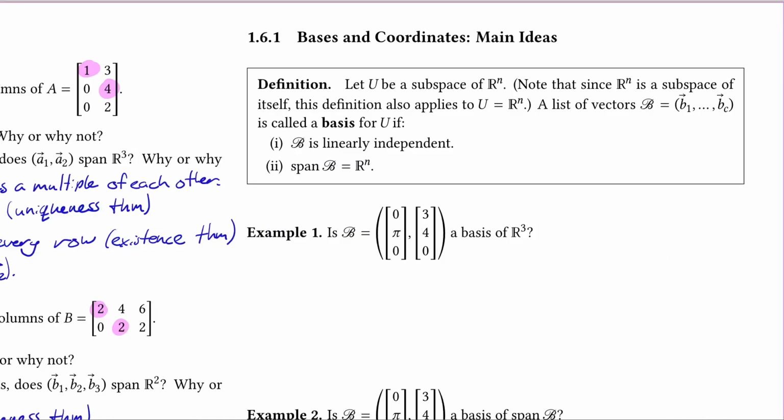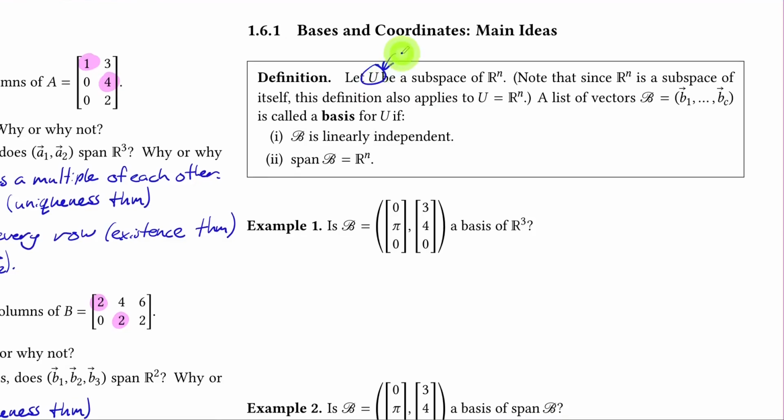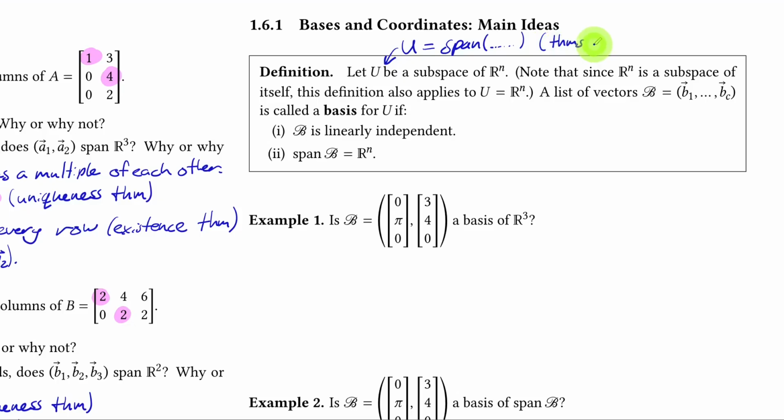Okay, bases and coordinates. Here's a definition of a basis. You've got a subspace U of Rn. Last time we saw that basically means that U must be the span of some vectors, from the theorems at the end of 1.5. There's some linearly independent list of vectors that spans U. And this also applies to U equal to Rn, so we could also talk about a basis for Rn.